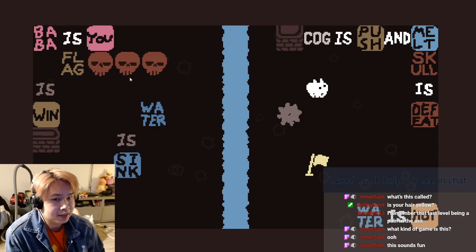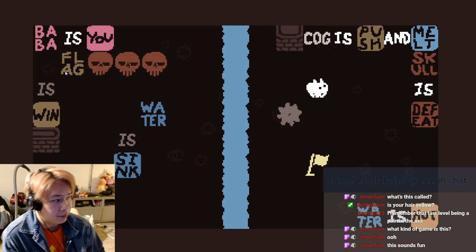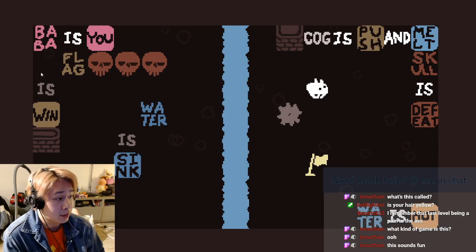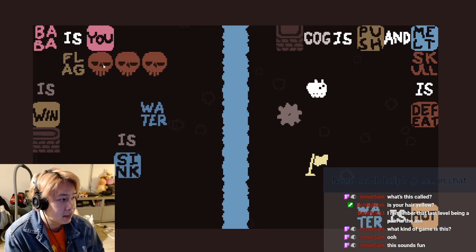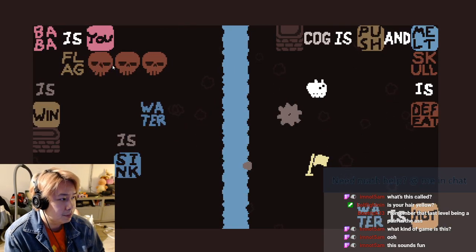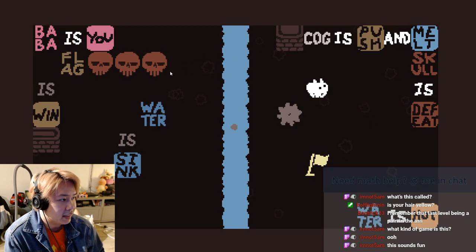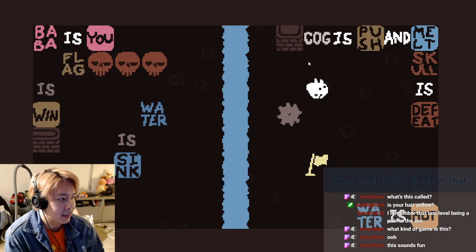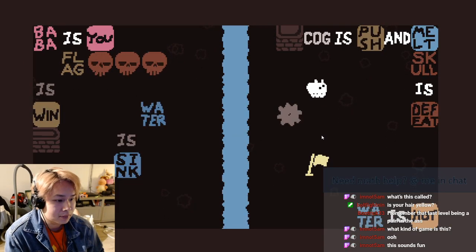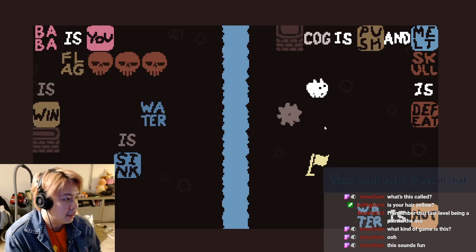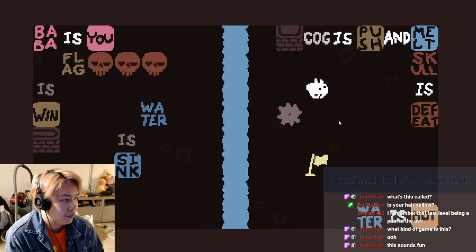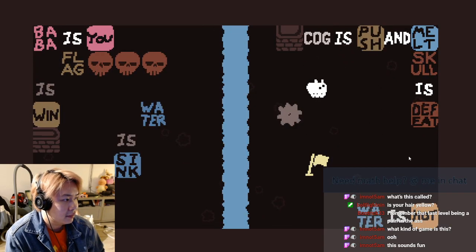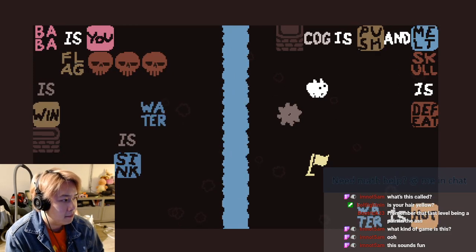So I think the plan is, you have to make the condition flag is win. I think that's the only way you can make a win sentence. So my plan is to make a stack of a couple items and then I can push it along so that it'll push the flag into here. Now the issue is the cog is the only real option I have to push stuff. And right now, it's gonna melt when it touches the water because the water is hot.